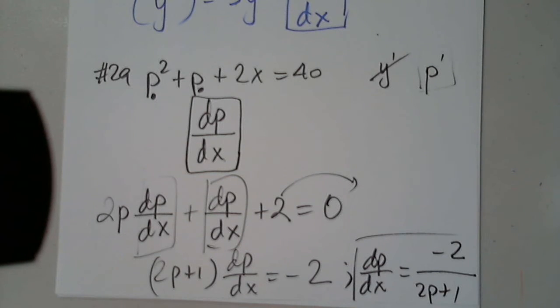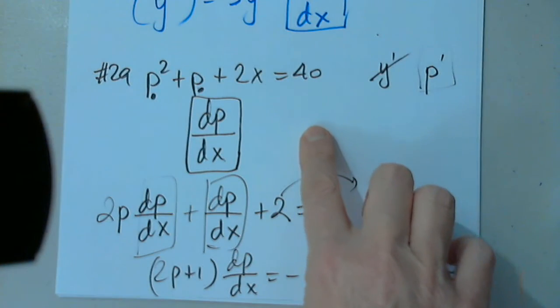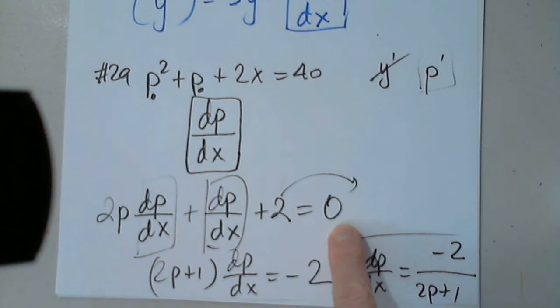Any questions here? Any questions? What happened to the 40? What is the derivative of a constant? 0. Yes. Is that okay? Yes. Other questions here?